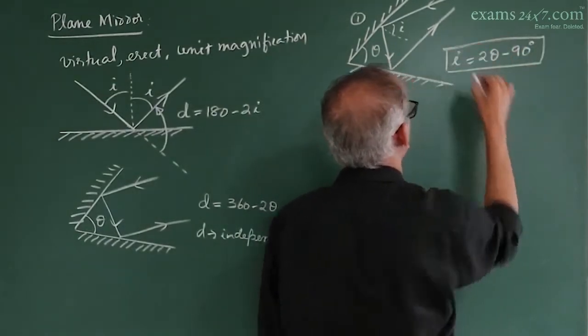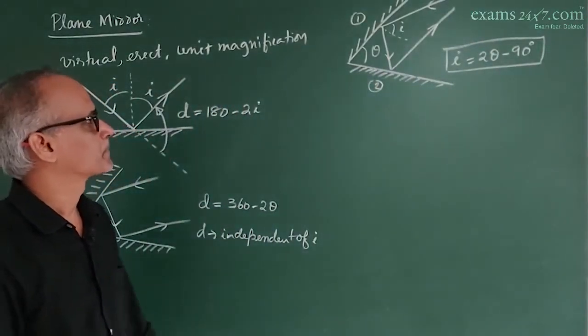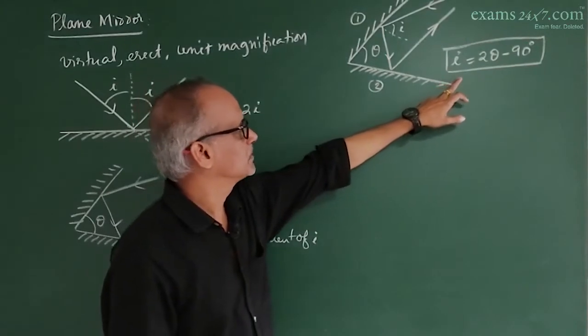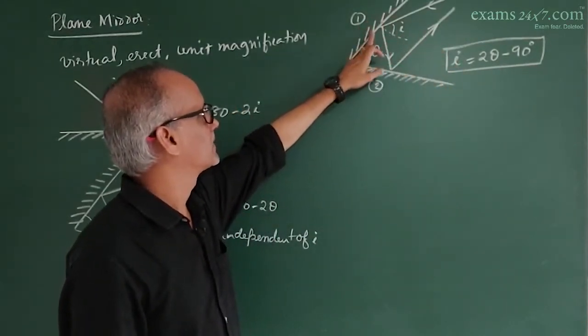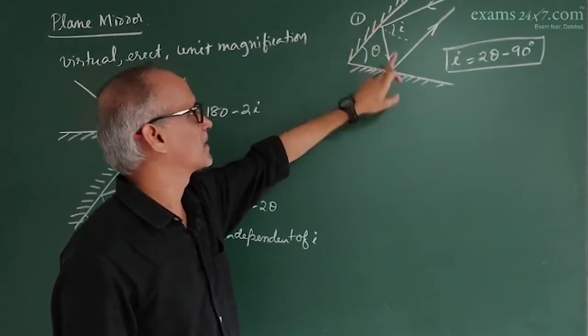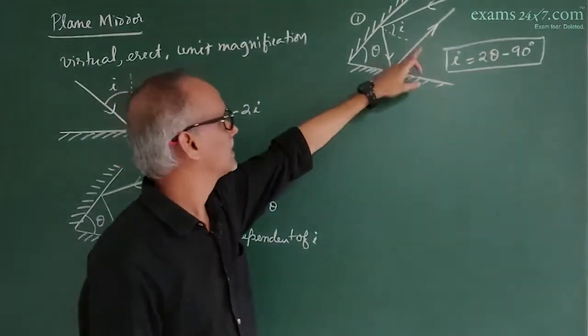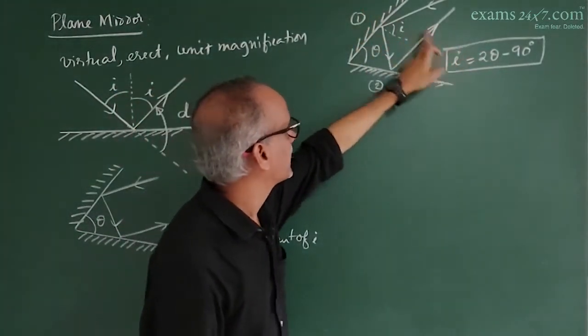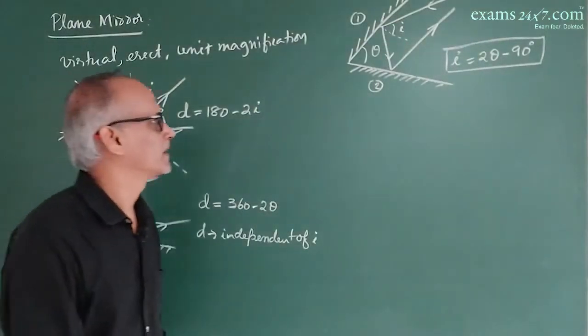So these are all special cases related to the plane mirror which you need to remember. So what is the equation? If i is the angle of incidence at the first mirror, and after two reflections, that is at the first mirror and the second mirror, the reflected ray is parallel to the first mirror, then that angle of incidence is given by 2 theta minus 90 degrees.